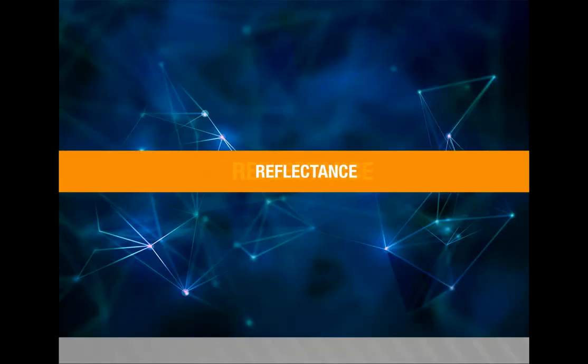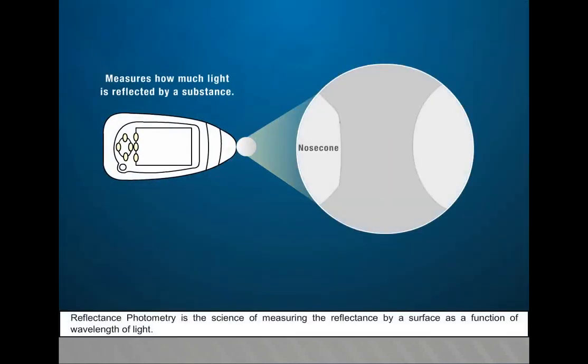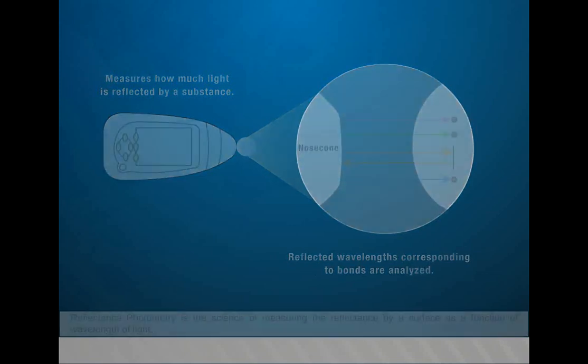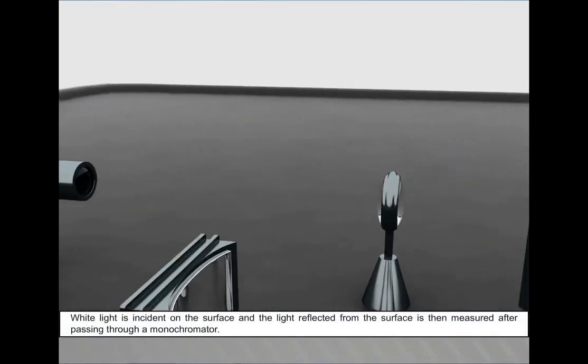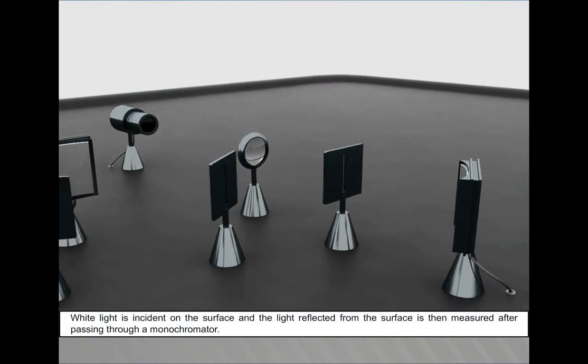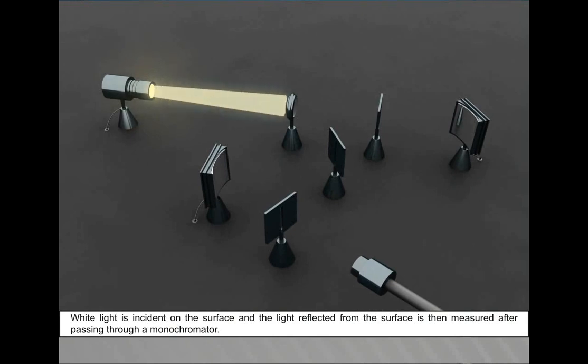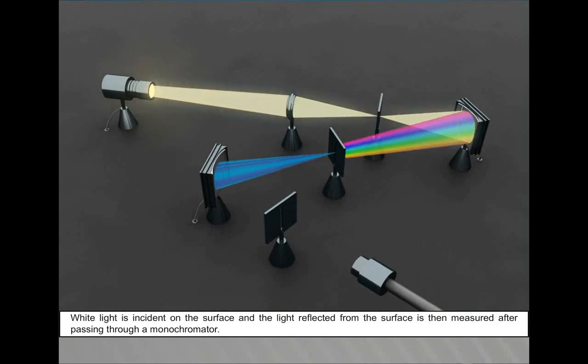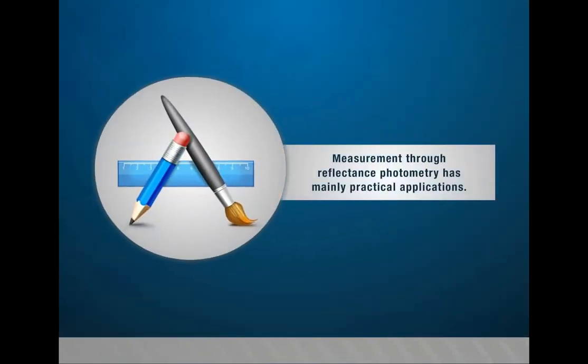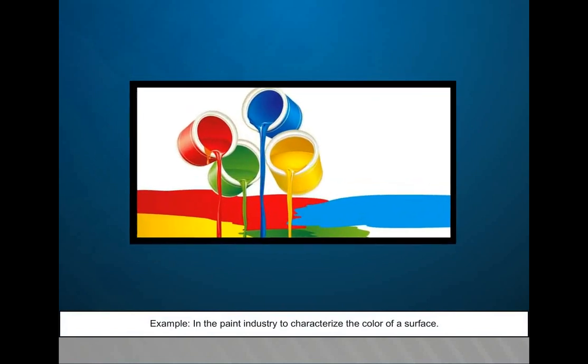Reflectance. In this video, we are going to see about reflectance. Reflectance photometry is the science of measuring the reflectance by a surface as a function of wavelength of light. White light is incident on a surface and the light reflected from the surface is then measured after passing through a monochromator. Measurement through reflectance photometry has mainly practical applications, for example, in the paint industry to characterize the color of a surface.